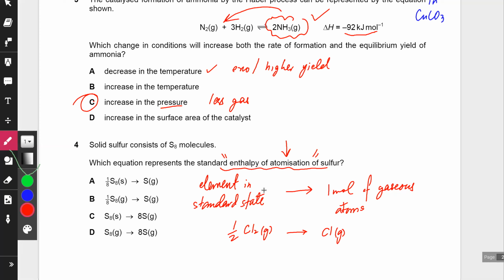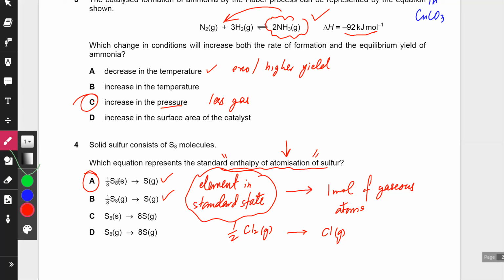So what about sulfur? Which one is the correct one for sulfur? This part is correct, and it's going to be B. Sulfur. Do you have any idea what sulfur is? Yes, sulfur is solid. Okay, the element in its standard state. So sulfur is a solid, right? So it's going to be A.